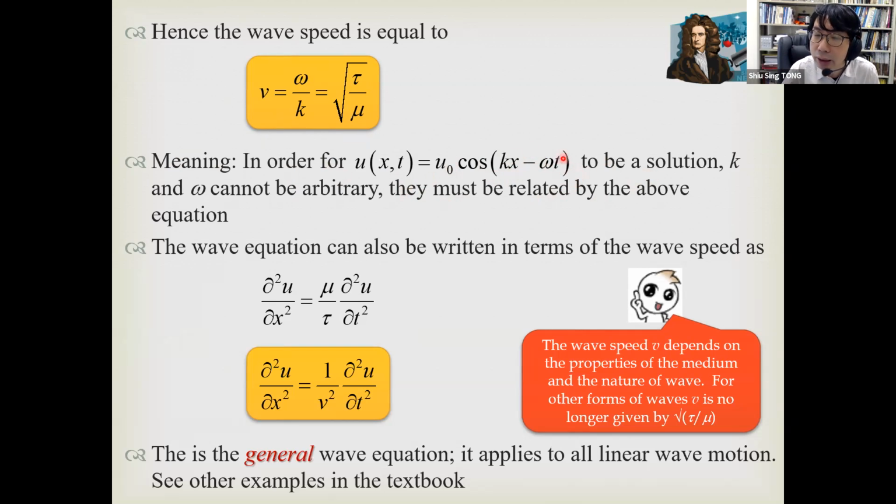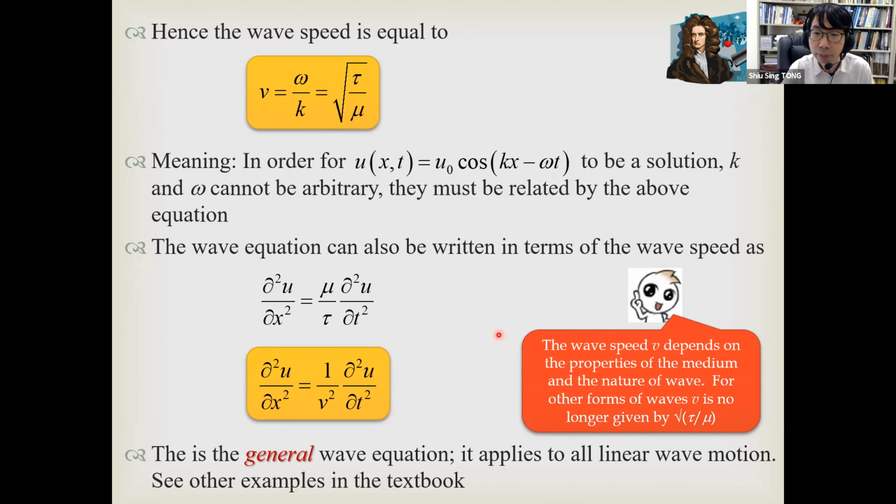The meaning is that this monochromatic wave is indeed a solution to the wave equation. It can propagate along the string. But there's a condition. The condition is that the wave speed of propagation is defined by the physical properties of the medium. That is, the wave speed is determined by the tension and the density of the medium. So the tension tau and the linear density mu, together they determine how fast the wave can travel on the string.